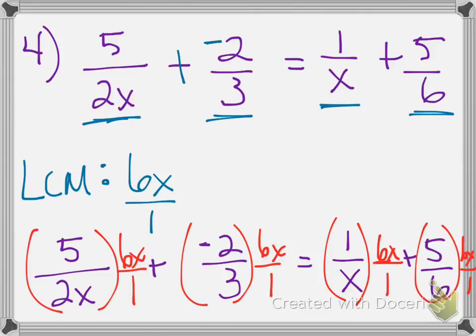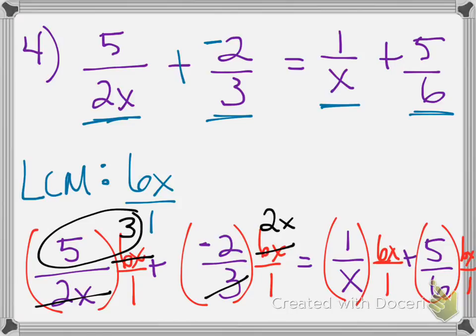And then I get 6x over 1. So now I'm going to need to diagonally reduce. So the 2x and the 6x can reduce and be 3. So I've got 5 times 3 there. The 3 and the 6x can reduce to be a 2x. So I've got negative 2 times 2x there. The x and the 6x can reduce to get 6.